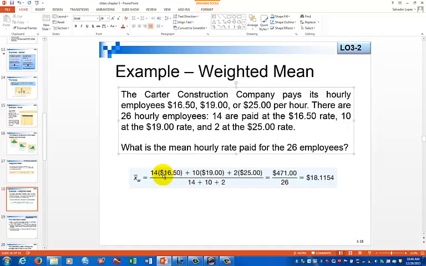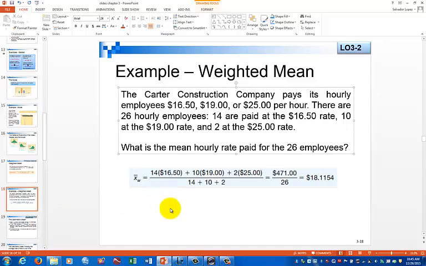So the way to do it is to multiply each wage, 16.50, 19, and 25, by the corresponding number of employees, 14, 10, and 2. So 14 times 16.50 plus 10 times 19 plus 2 times 25. Divide that by the summation of the weights, 14 plus 10 plus 2. And that is equal to 18.11, which is not 20.16, if you notice. They're different because the weighted mean is more accurate, because it takes into consideration the different importance of each value.